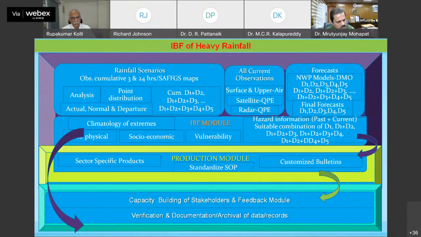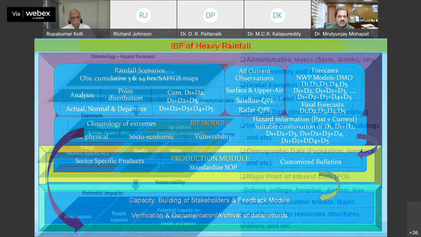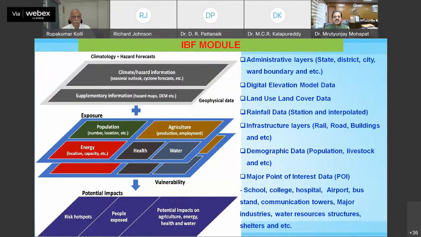In the meantime, we also went for capacity building by conducting training for the forecasters and the stakeholders. If you look at the same thing, it is represented here. What we do is consider the administrative layers like state, district, city, ward boundary, then digital elevation models, land use, land cover data, rainfall data, infrastructure layers, demographic data, then major point of interest data like schools, colleges, hospitals, airports, bus stands, communications, etc. These are all under development, but to a large extent we have developed the framework.